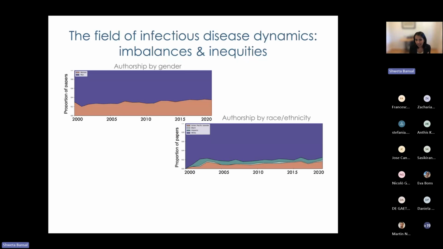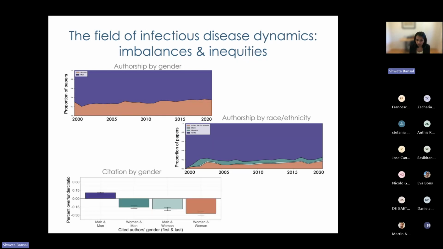When we look at it by race and ethnicity, we find that most papers are written by white authors, and it's really not an issue of just authorship biases, but also when we look at citation practices, we find that articles that are authored by women, first and last author, are up to almost 30% undercited, while papers authored by male authors tend to be overcited relative to what they should be.